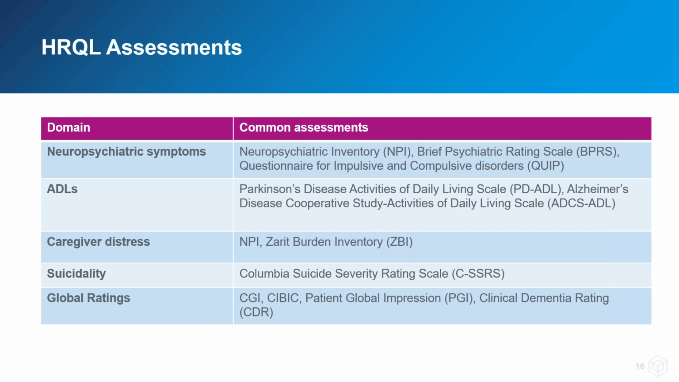Next slide. In addition, for what I refer to as health-related quality of life, which is the broad category including neuropsychiatric symptoms, ADLs, caregiver distress, suicidality ratings, and global ratings, there are some commonly used measures in each of these domains that would be at the top of the list when considering different measures. But again, this isn't a comprehensive list, and there are potentially others that could be relevant. Most studies of this sort do include some sort of global rating to capture the clinical impression. What's the clinical impact, and is it observable to a clinician in everyday life? Most often included and needs careful consideration.